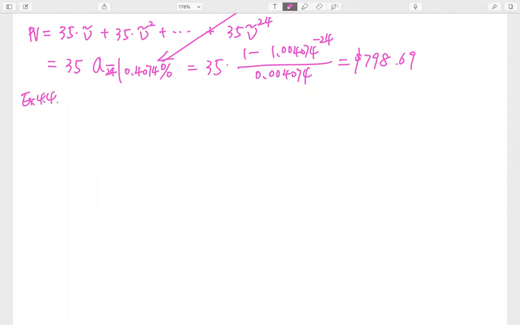Okay, so let's do one more example from the textbook. Example 4.4. We want to know the accumulated value of $540 per year paid in equal installments at the start of each quarter for 5 years. There are 4 quarters in a year, so there will be 20 payments. So let's draw this first. At the start of each quarter, the first payment is here. The amount is 540. Here is the first.